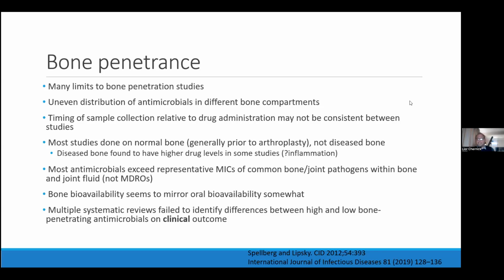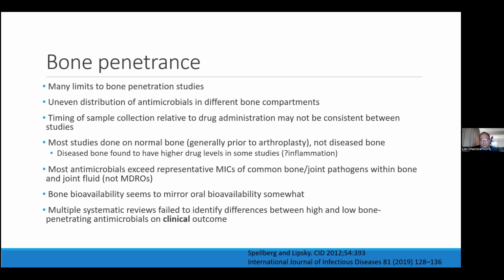Most antibiotics exceeded the representative MICs of common bone and joint pathogens. So we're not talking about drug-resistant bugs, we're talking about MSSA with appropriate antibiotics for that, or MRSA or coagulase-negative staphylococci with linezolid, for example, or vancomycin. So again, assuming you're dealing with fairly sensitive bacteria, generally, even with that limitation of the bone to serum ratio, you well surpass the MIC for most organisms that tend to cause this infection.